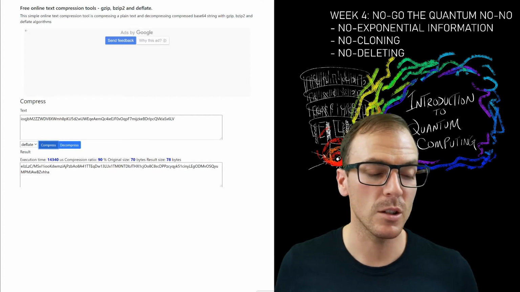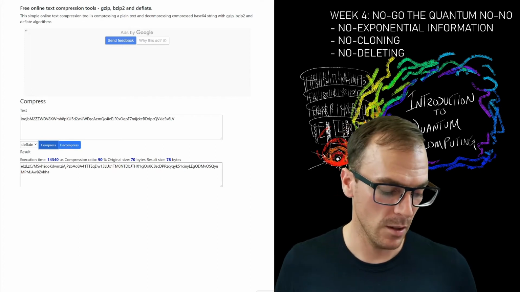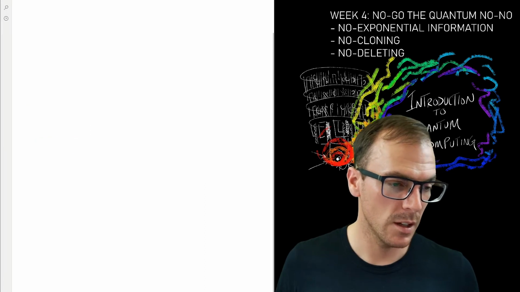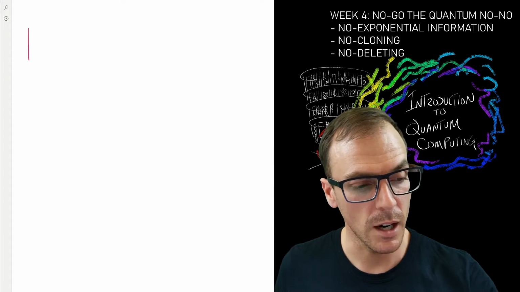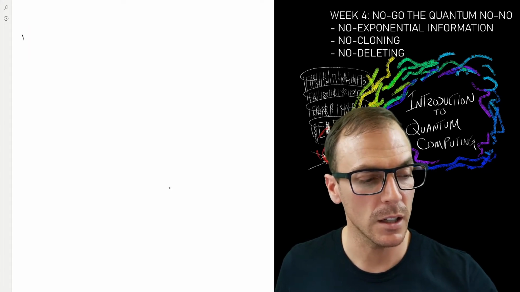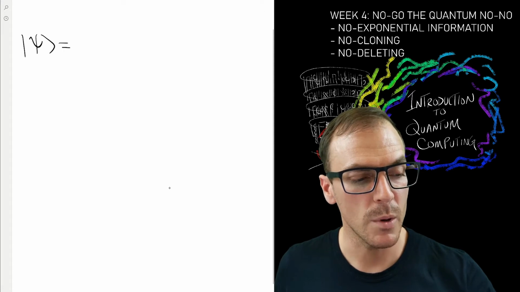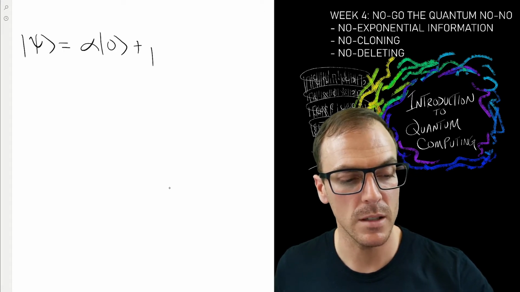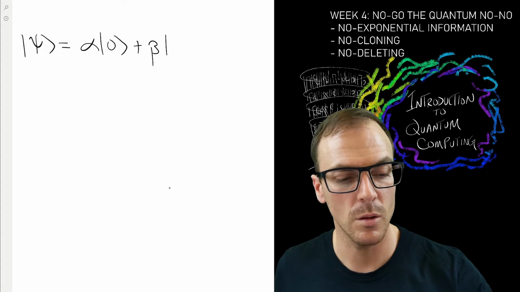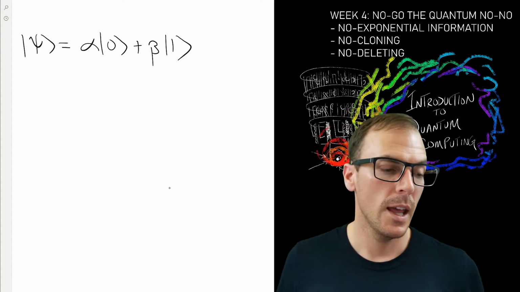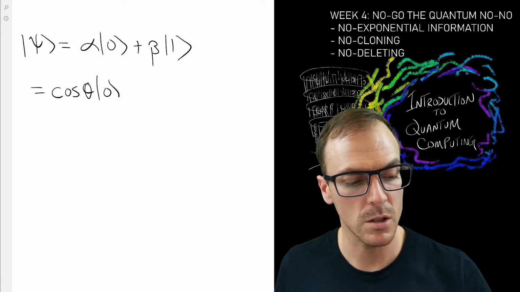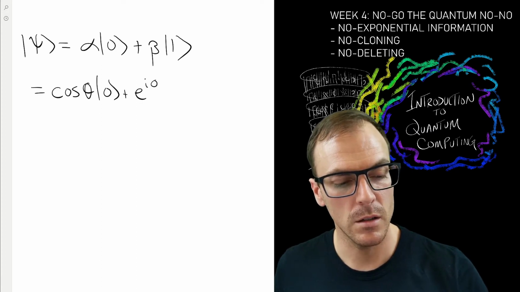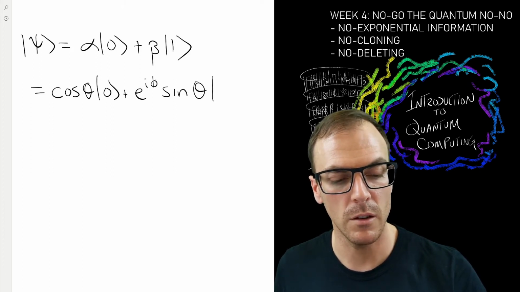I'm trying to compress bits with bits. What if I use qubits? What's the intuition for this kind of question that's been asked? So I recall that if I have a qubit, it can be represented as a linear combination of the basis elements 0 and 1. And we also saw that this can be written in our Bloch sphere representation, so a different set of variables. So let's just do a change of variable here to theta and phi.